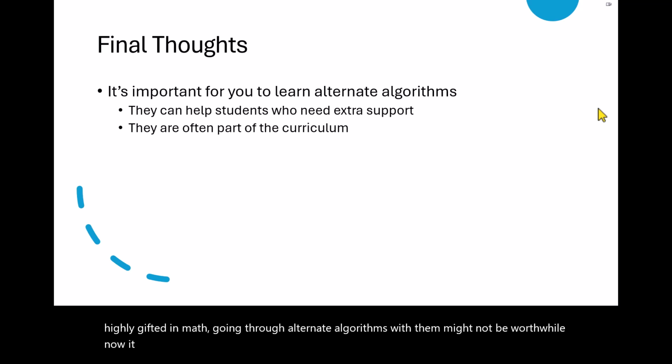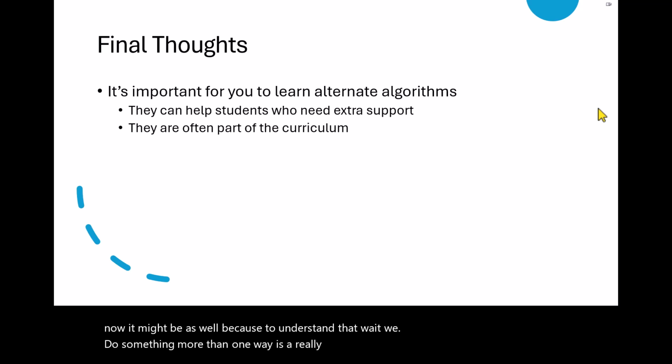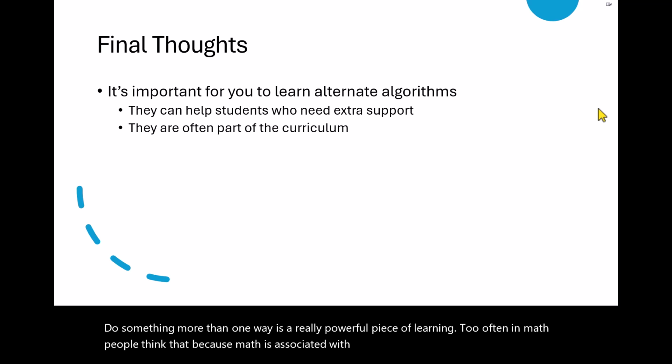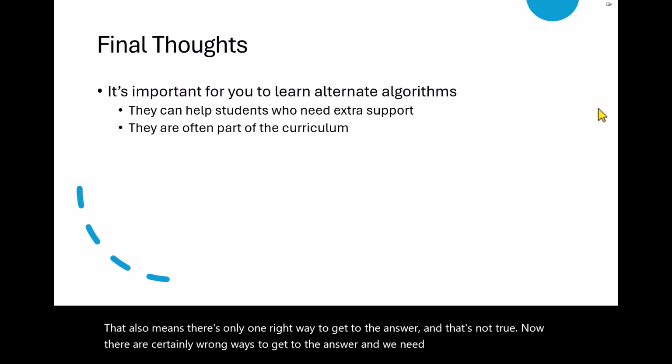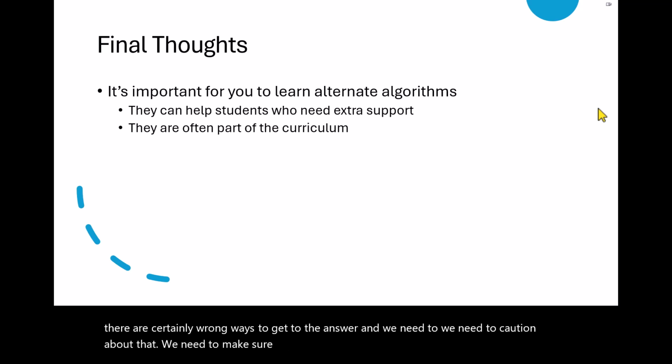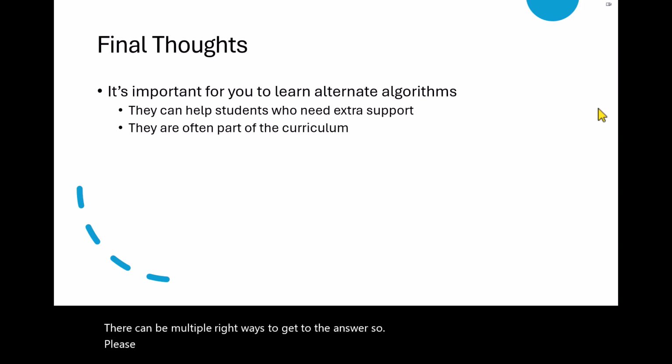Now, it might be as well, because to understand that, wait, we can do something more than one way is a really powerful piece of learning. Too often in math, people think that because math is associated with one right answer, that also means there's only one right way to get to the answer. And that's not true. Now, there are certainly wrong ways to get to the answer, and we need to caution about that. We need to make sure that students aren't developing bad habits. But there can be multiple right ways to get to the answer. So please take the alternate algorithms in your textbook seriously. Please take the time to work the examples and to check them as needed.